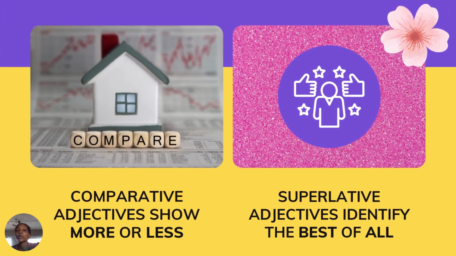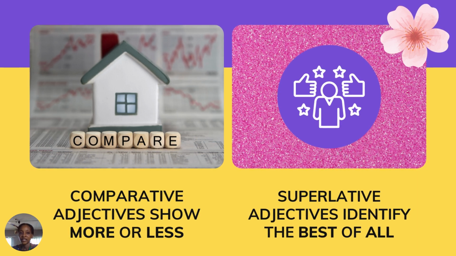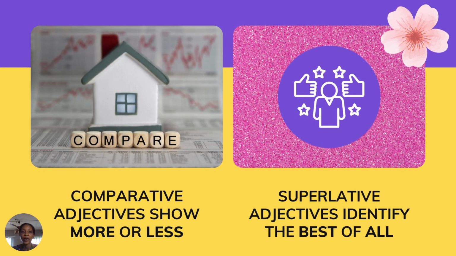Now, there is what we call comparative and superlative of adjectives. Comparative adjectives show more of a thing or less of it. Just like you have tall, taller. That taller shows that another person is of a higher height than the other person. So that is more. It could be less though. So that is a comparative adjective. You are comparing two people.